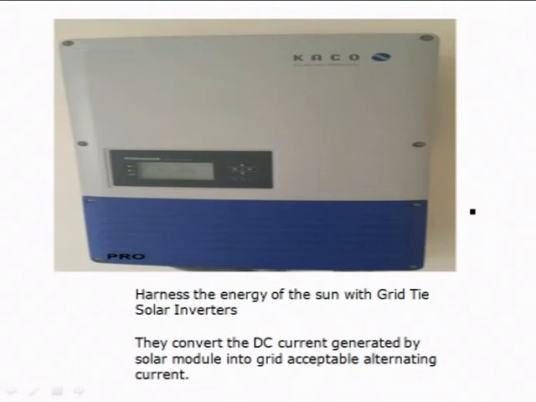This is the most powerful and popular application of inverters. They convert the DC current generated by the solar module into grid acceptable alternating current. These are also finding applications in distributed generation, where in remote villages or hilly areas where your source of power supply is not there, we can use this sort of inverters.